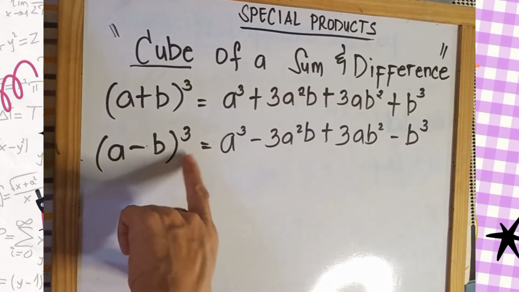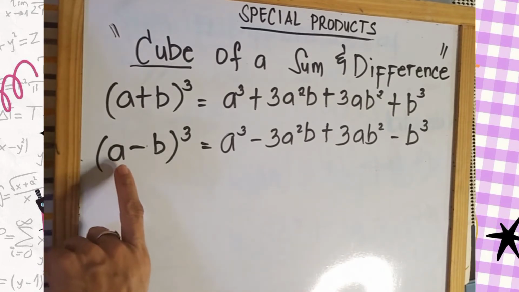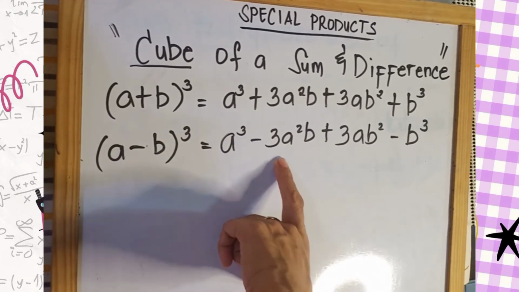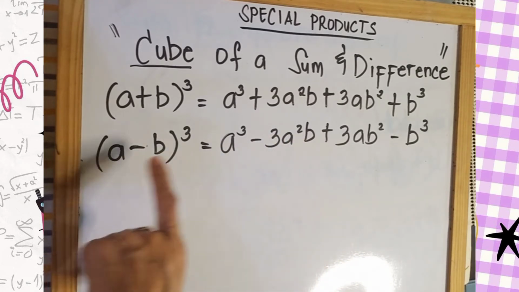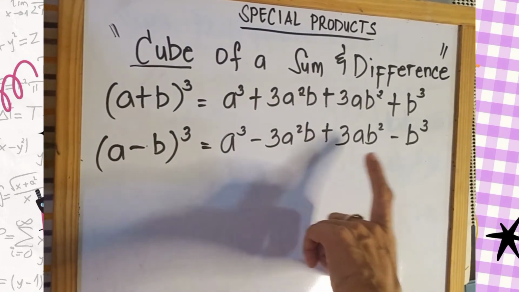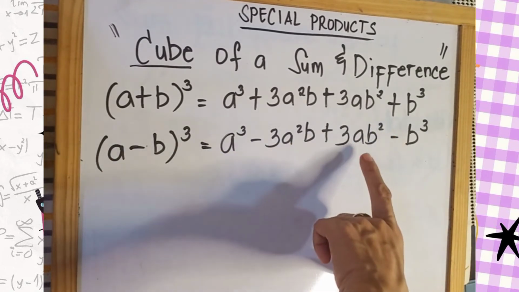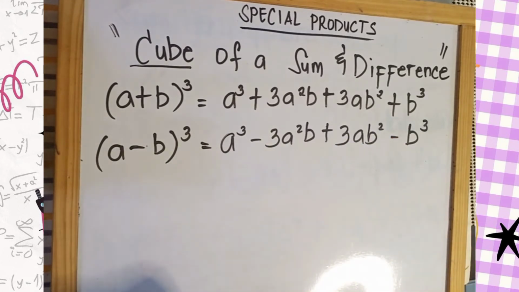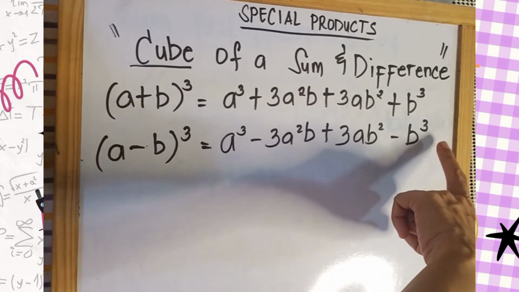So a minus b cube, same lang din naman yung pattern. So cube of the first term, that will be a cube. And then minus thrice the product of the squared of the first term. Squared of the first term is a squared times b, plus thrice the product of the first term. This time, yung second term naman ang i-squared. So 3 times ab squared. And then our last term is the cube of the last term. So that is b cube.